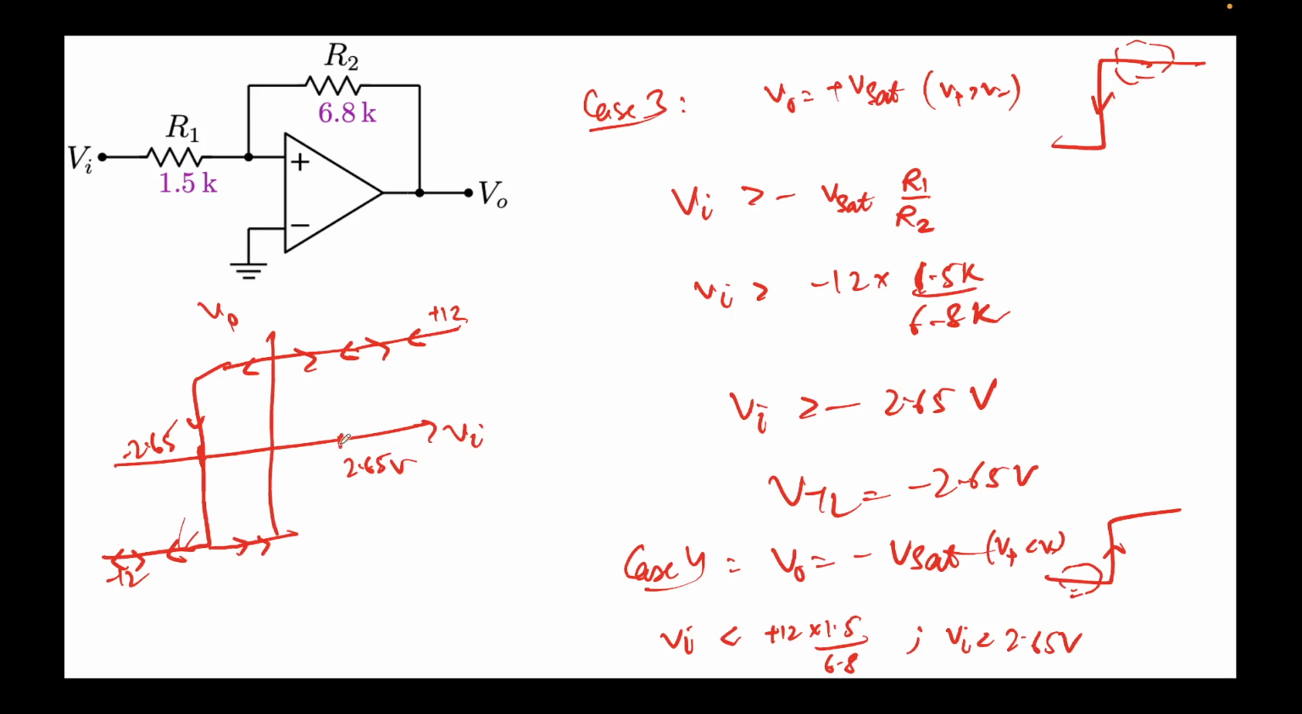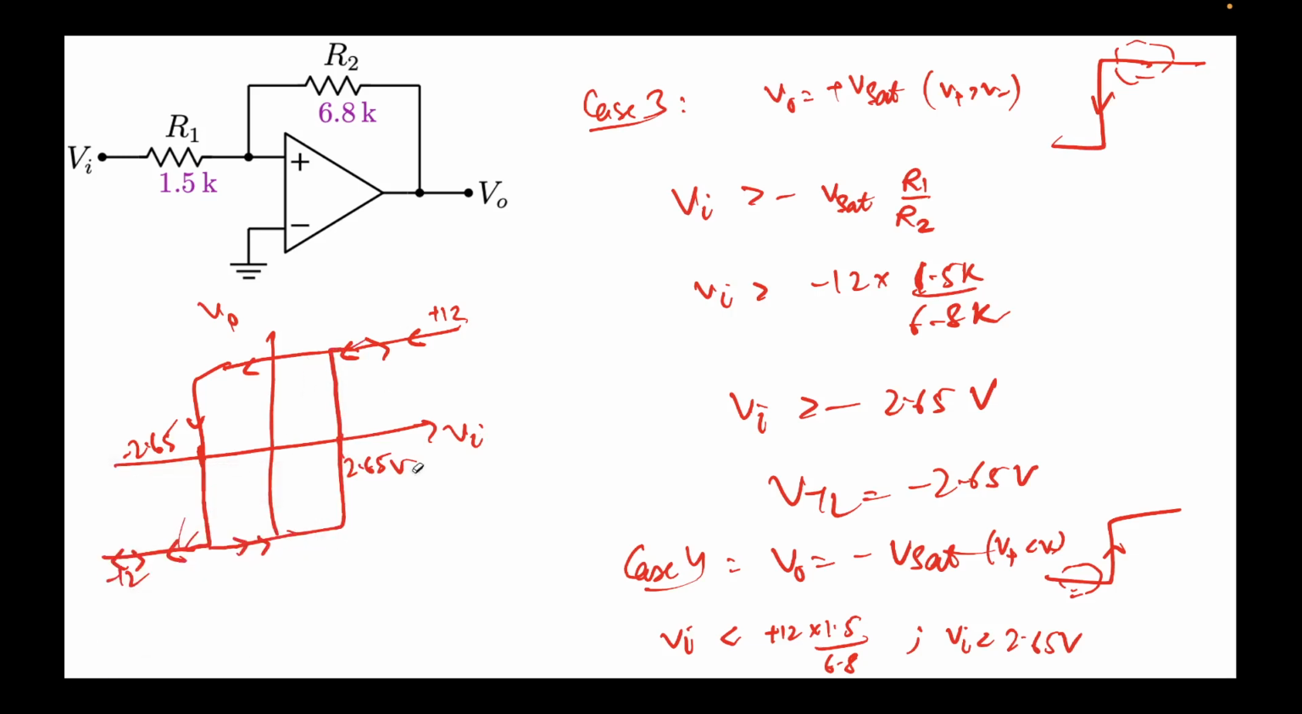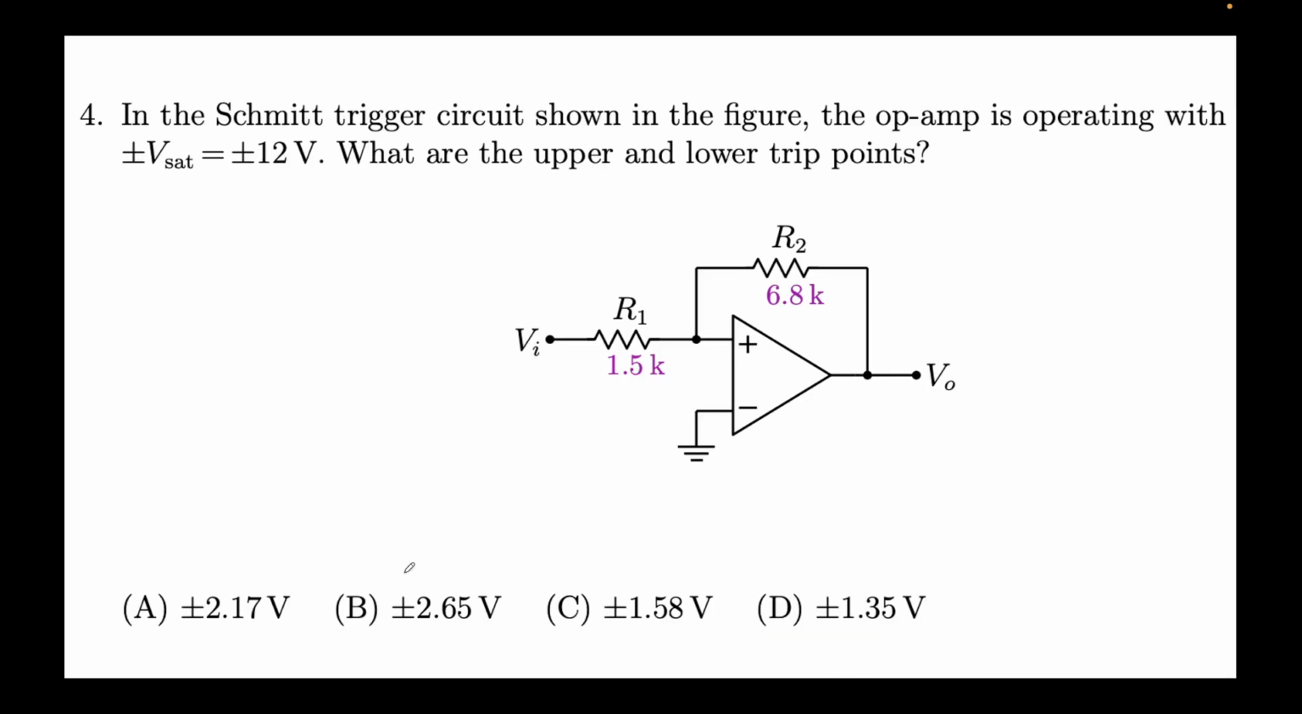So this is plus 2.65, it's happening over here, switching is happening over here. Okay, so this is how we solve these problems. Again it's very similar to before. We analyze what's happening at very large negative, very large positive, and then we see when the switching is happening. And I noted this using case 3 and case 4. We have already derived the formula before, I just simply used it. So our answer is plus minus 2.65 volts, which happens to be our option B over here.